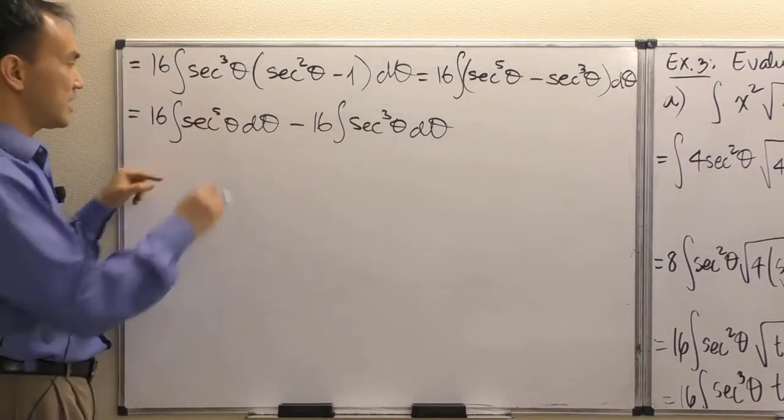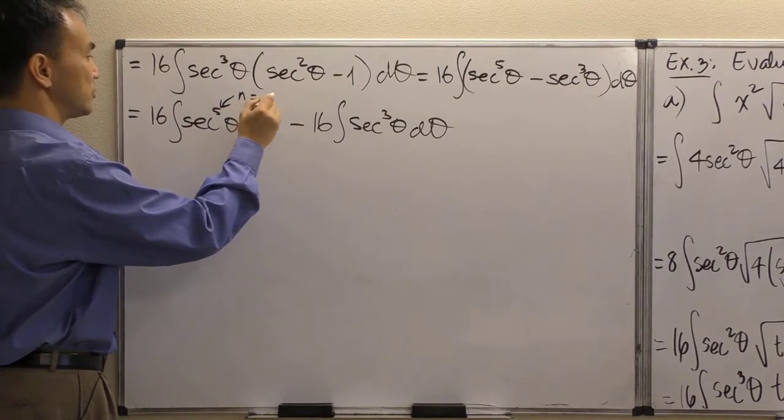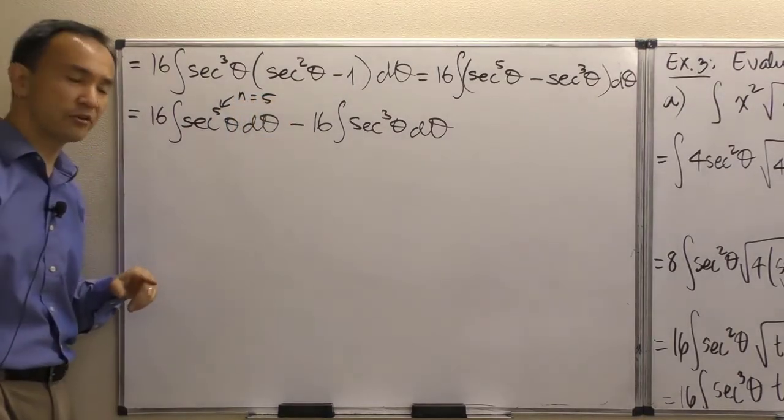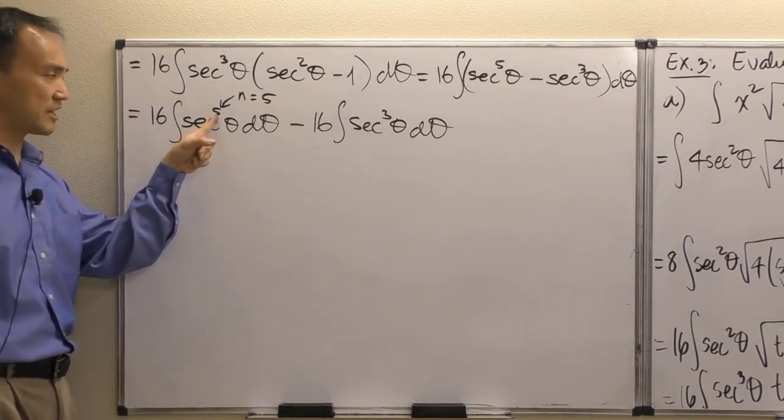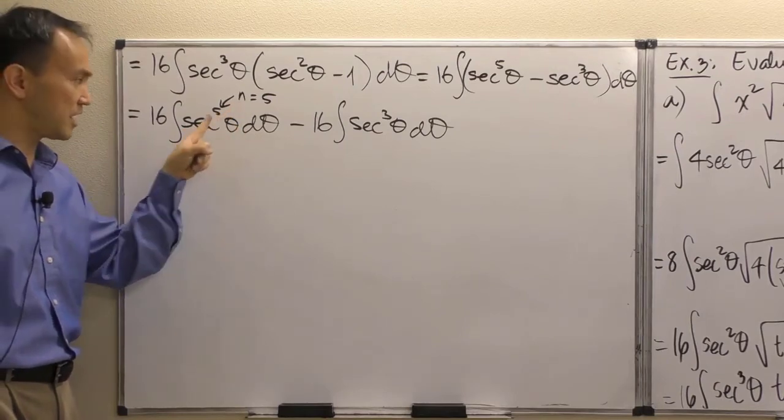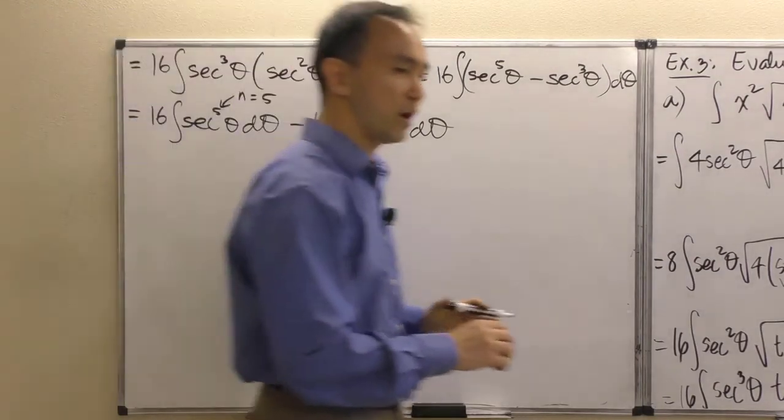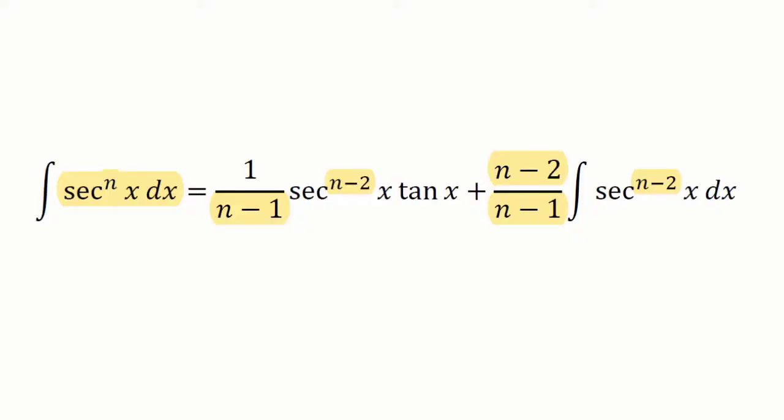So now this is n equals 5. If I'm about to use the power reduction formula on this, we have to understand that the power n here is currently 5. One more reminder about the power reduction formula for secant right here. If we're taking the antiderivative, the indefinite integral, of secant to the n of x, so n in our case equals 5, then this is the formula right here. Once again, pause the video to take notes if you have to. Now I'm going to use that in my problem.